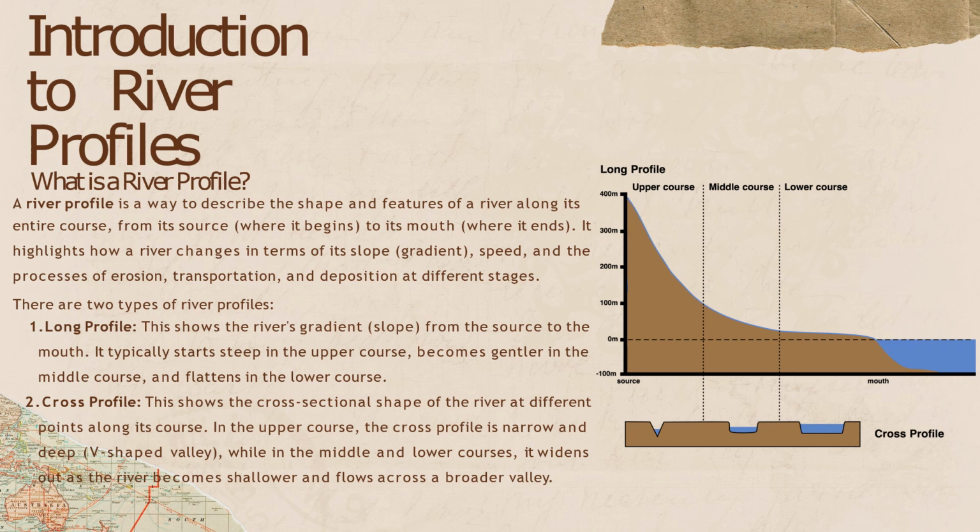The long profile typically starts steep in the upper course and gradually flattens towards the lower course, while the cross profile changes from a narrow, deep valley to a wide, shallow one.